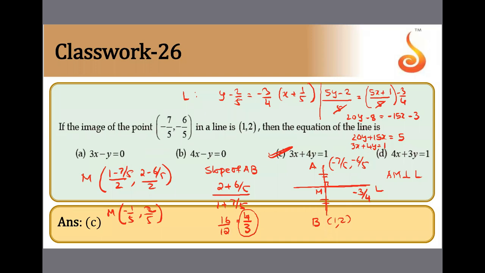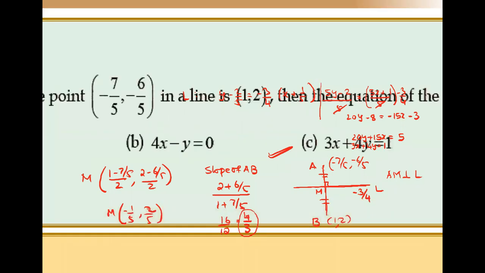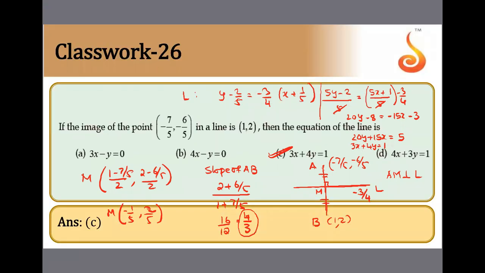I'll repeat once again. A is a given point. The image of A is B, which is given to you. Correct? So the AB slope comes out to be 4/3. The slope of L is -3/4. Again, A you know, B you know. Calculate the midpoint M. Once you know the point M and the slope, you can write the line equation. That's all: y minus y1 is equal to m(x minus x1).